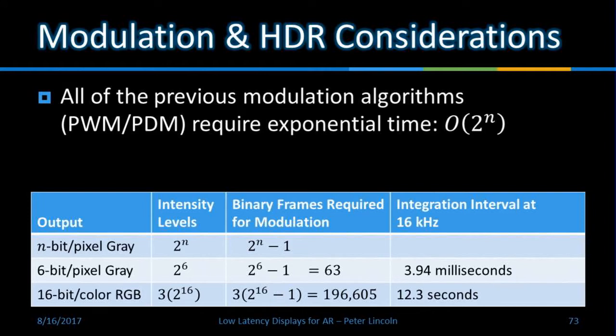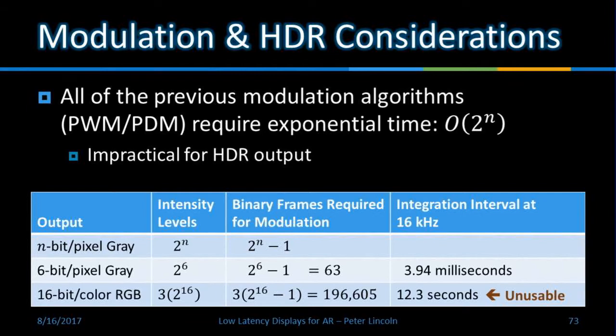Now, all the previous modulation schemes I talked about, pulse width modulation, pulse density modulation, the pseudo-random pulse density modulation, they all require exponential time in order to modulate. Now, that becomes a bit of an issue when you want to start doing HDR, say 16-bit RGB HDR. Well, then almost 200,000 binary frames would be needed to show all the possible variations you could get. And an integration time of 12 seconds is not very good for an AR display. So what can we do to alleviate this problem?